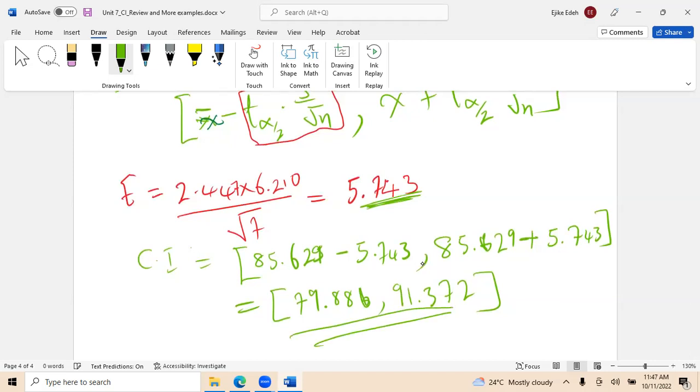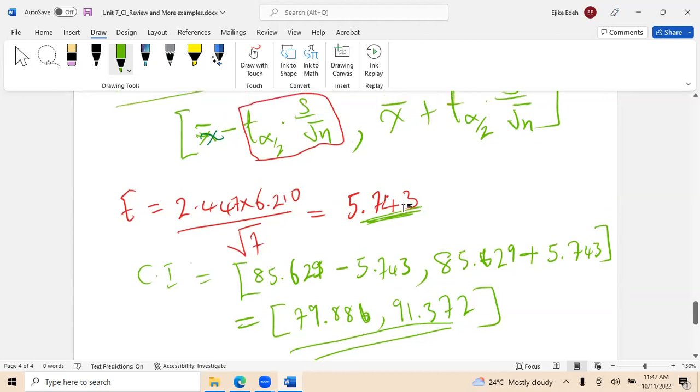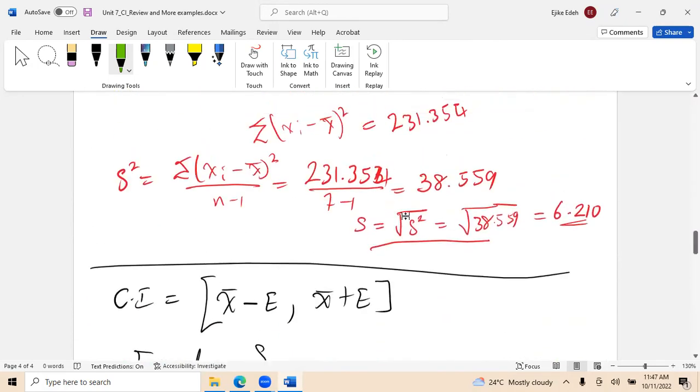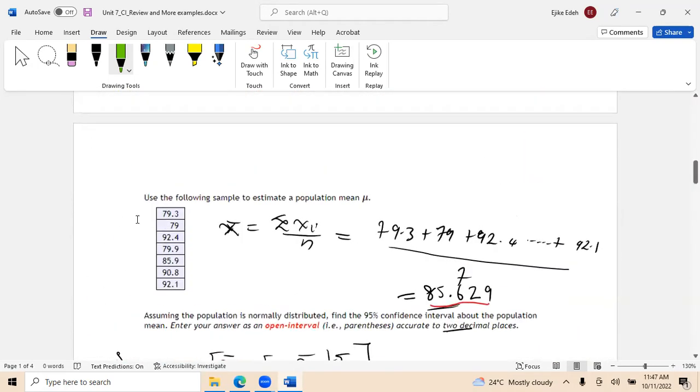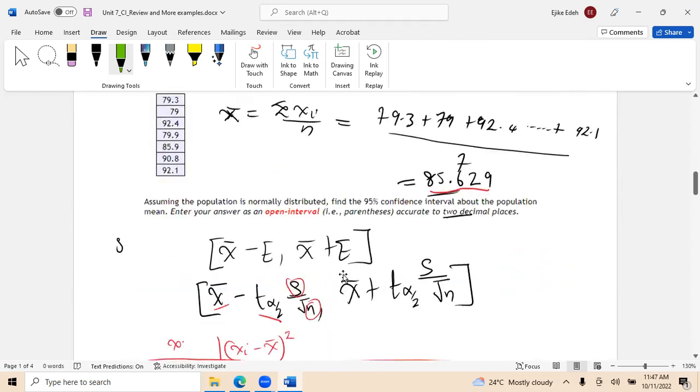It says to two decimal places, so we round to two decimal places, which would be 79.89 and 91.37. This is really the longest kind of question we found here. You just have your data, so you're calculating everything from scratch.